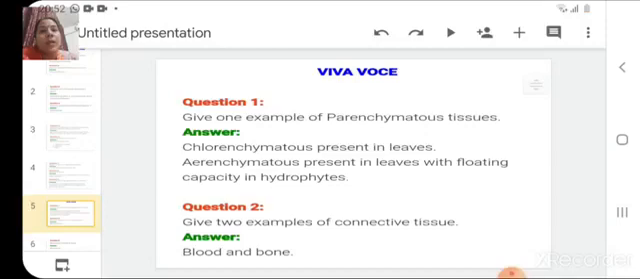Name the complex permanent tissues of plants. This question is also very easy. The complex permanent tissues of the plant are xylem and phloem. Again, one more question is taken from the nervous system, that is, what is a neuron, or define neuron. So a neuron is the nerve cell. It is a structural and functional unit of the nervous system.